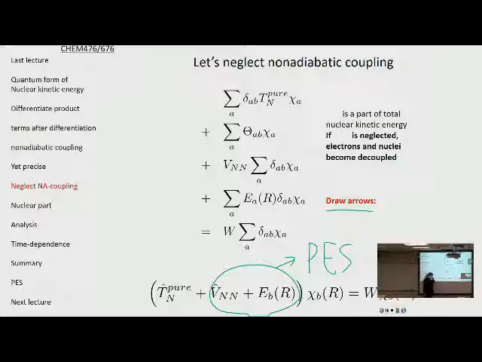Now, let's look in more detail at this stationary time-independent Schrödinger equation for the nuclear wave function. What do we see there?